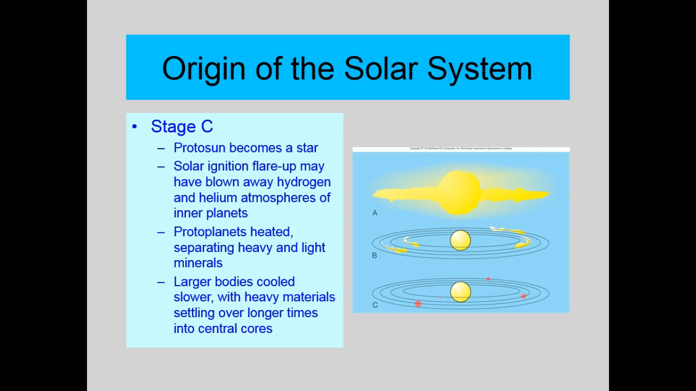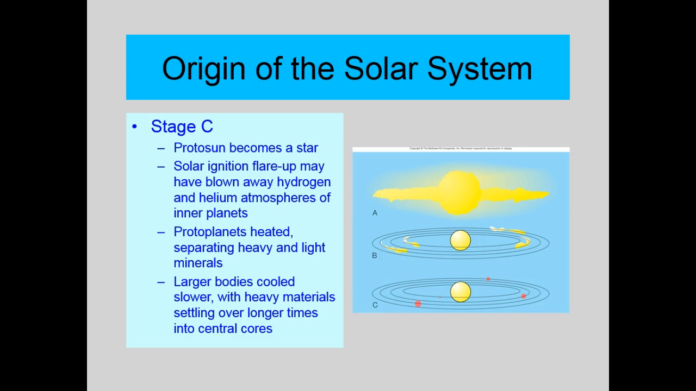The asteroids have basically no atmosphere, and the hydrogen and helium that really came from the sun when it was blowing up and doing things like that, those lighter gases got pushed all the way out to the gas giants, and they accumulated in those places. Okay? Now, the solar ignition flare-ups may have blown away the hydrogen and helium.